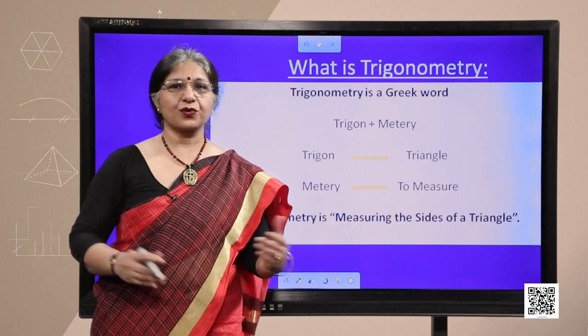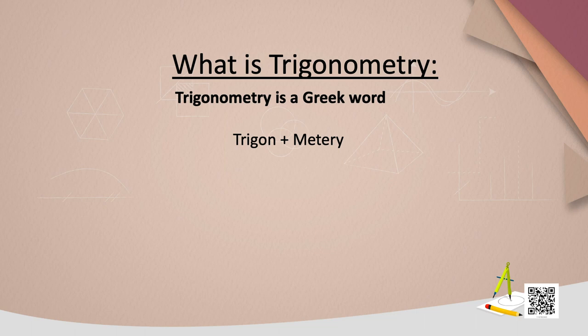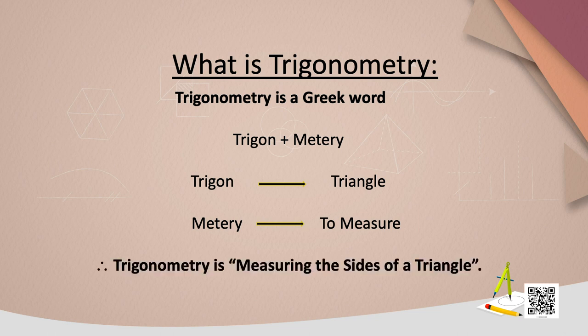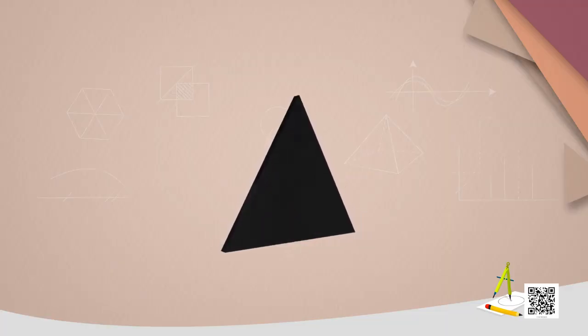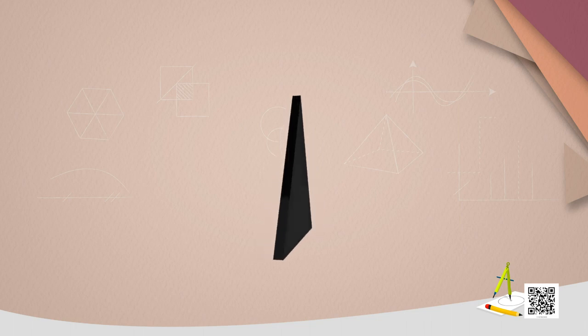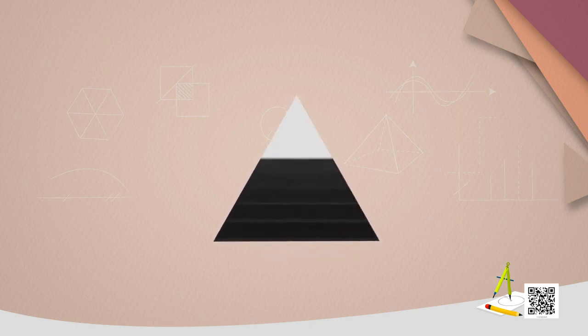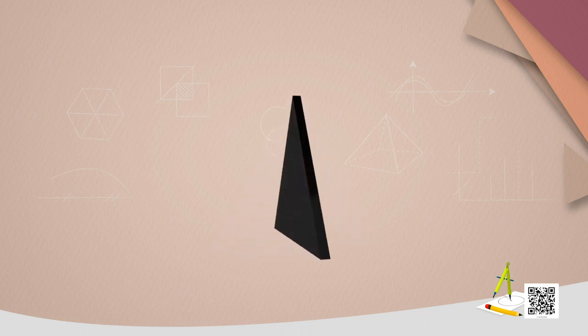Now, what is trigonometry? If you break the word in two, trigon plus metry, where trigon is triangle and metry is to measure. So, trigonometry is measuring the sides of a triangle. As you all know, triangle has 6 parts, 3 angles and 3 sides. They are called 6 elements of triangle. If you know any of these 2 parts or elements, you can find rest of the elements.